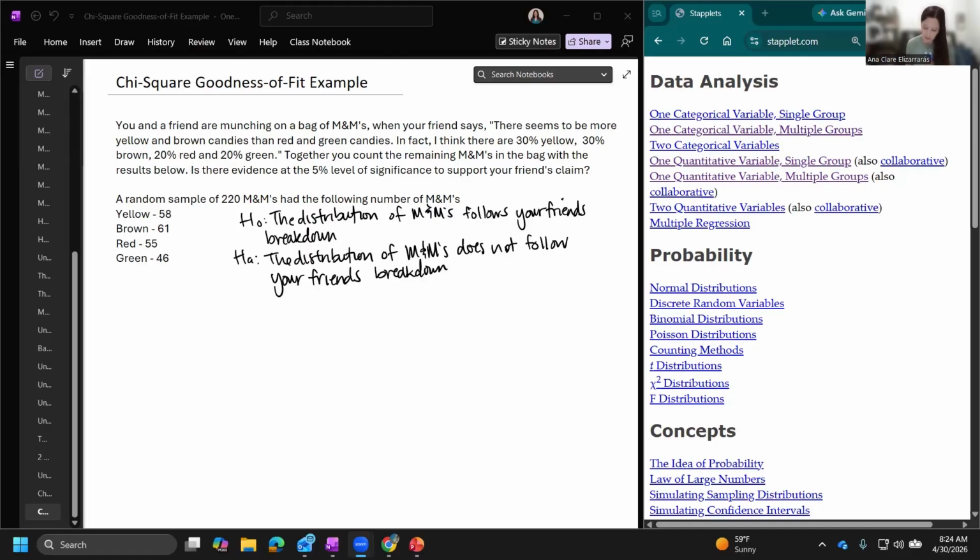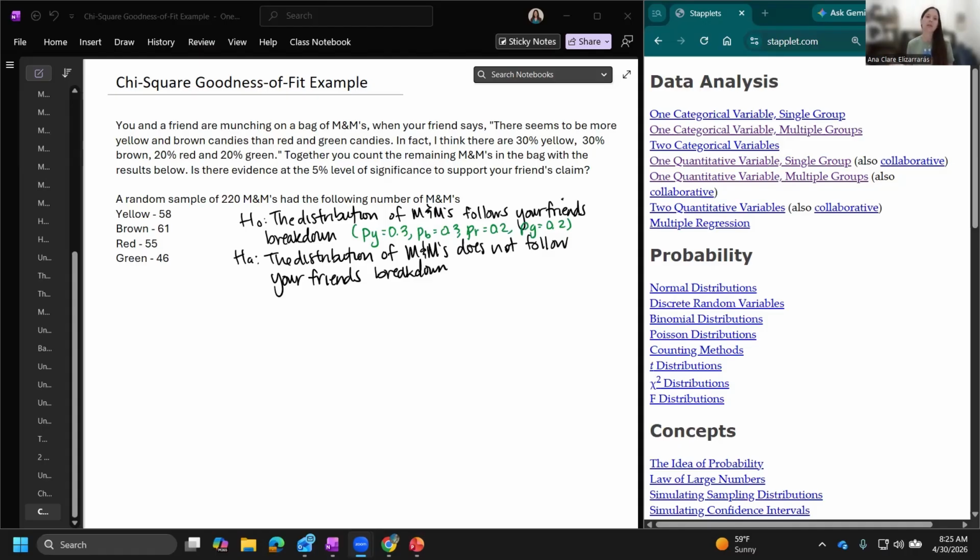Another way to write your null hypothesis would be to say that the proportion of yellow would be 0.3, the proportion of brown would be 0.3, the proportion of red would be 0.2, and the proportion of green would be 0.2. And you would need to define what the proportion of Y, B, R, and G are, to say that is the true population proportion of yellow, brown, red, and green M&Ms, and so on.